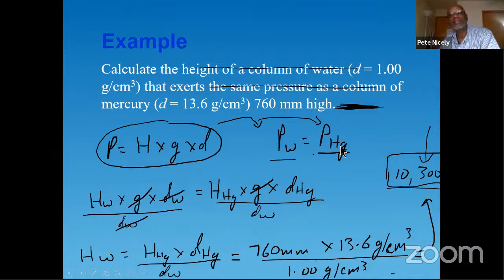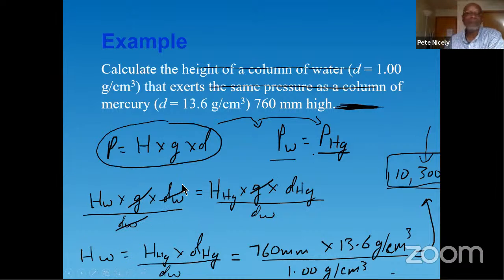And for the mercury expression for pressure, that would be equal to the height of the mercury column times g times the density of the mercury column, all right? Now, since we have g on both sides, we can cancel that out.